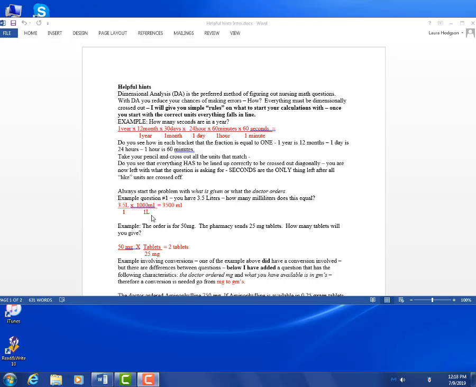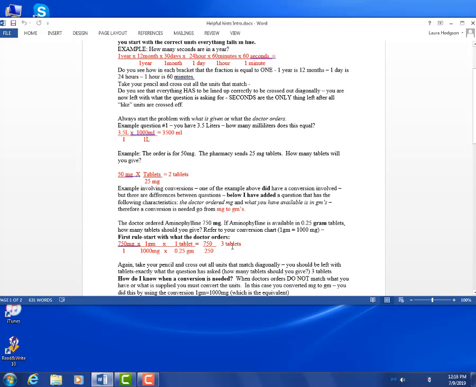And you look at your conversion chart, and 1 liter equals 1,000 milliliters. If you cross out your like units, you're left with 3,500 milliliters. So straight across multiply. That's how you got your answer.